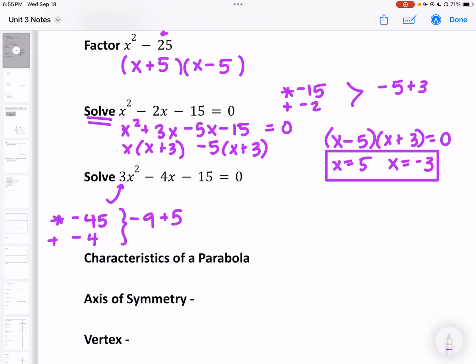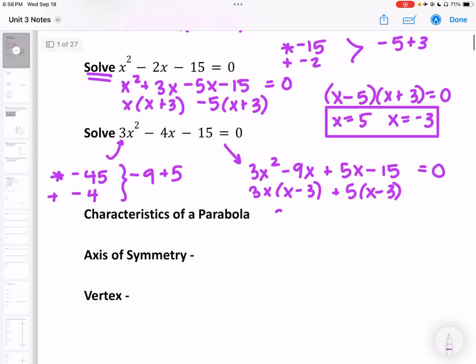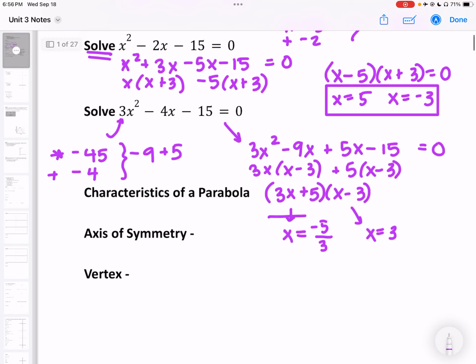That's going to work. So let me go ahead and rewrite 3x squared minus 9x plus 5x minus 15. We'll factor out a 3x, factor out a 5, and now I have 3x plus 5 and x minus 3, and x is going to equal negative 5/3 and 3. I have two answers, both factored.